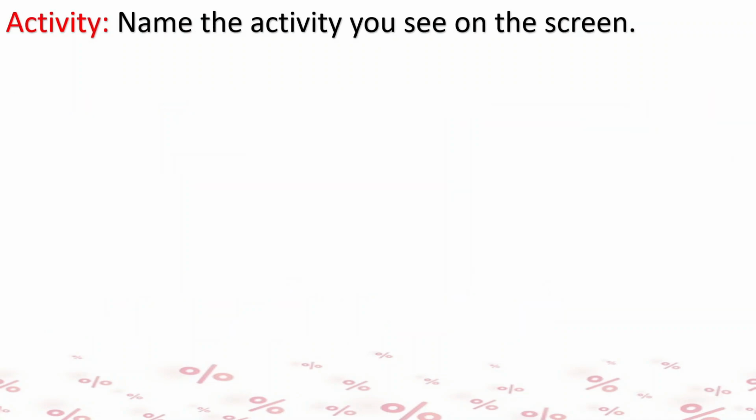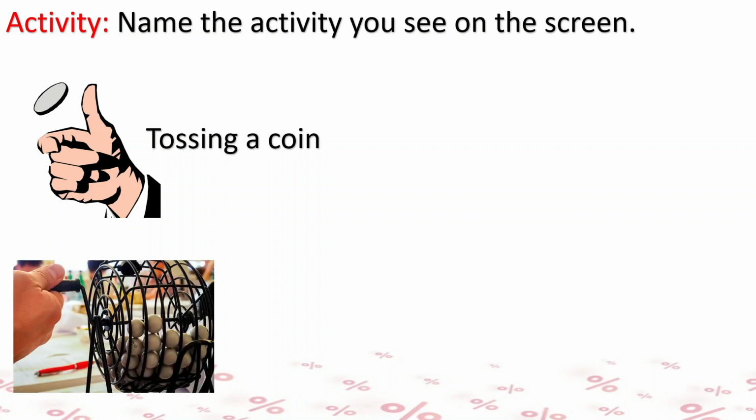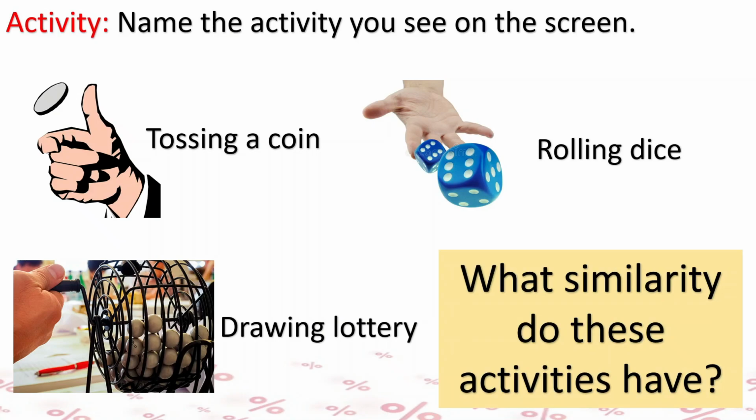For this activity, I want you to name the activity you see on the screen. Okay, so if you said something like tossing a coin or a hand tossing a coin, then you got good observation. How about this one? Yes, the guy there is drawing a lottery. And how about this one? That is rolling dice.